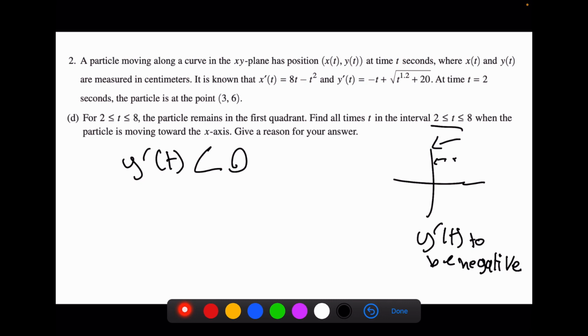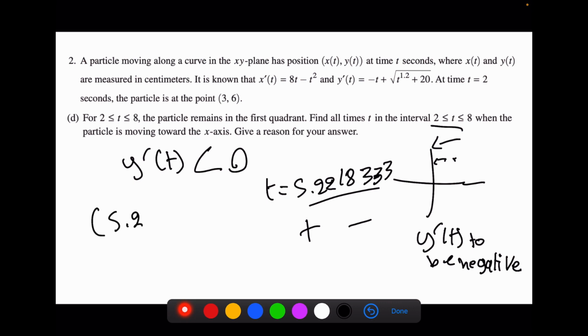So we're going to go from a certain value to another value. So I'm going to set up an interval. All right, so at t is equal to 5.2218333, this is when the graph is 0 and it's changing from positive to negative, right? So the interval I would set up is we're going from 5.222. So we're not including 5.222. But we are going to 8, right? Because 8 is negative. I think it is, right?